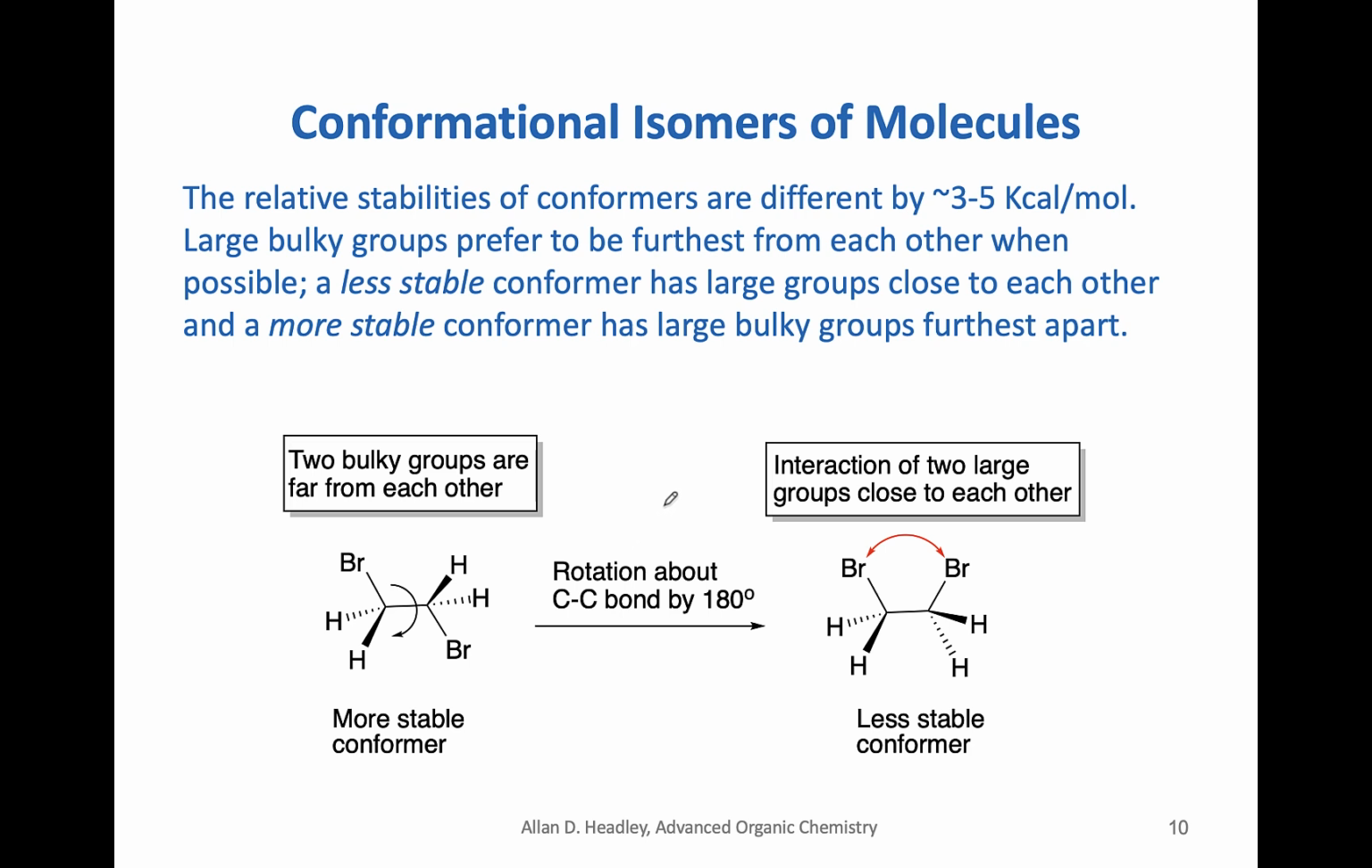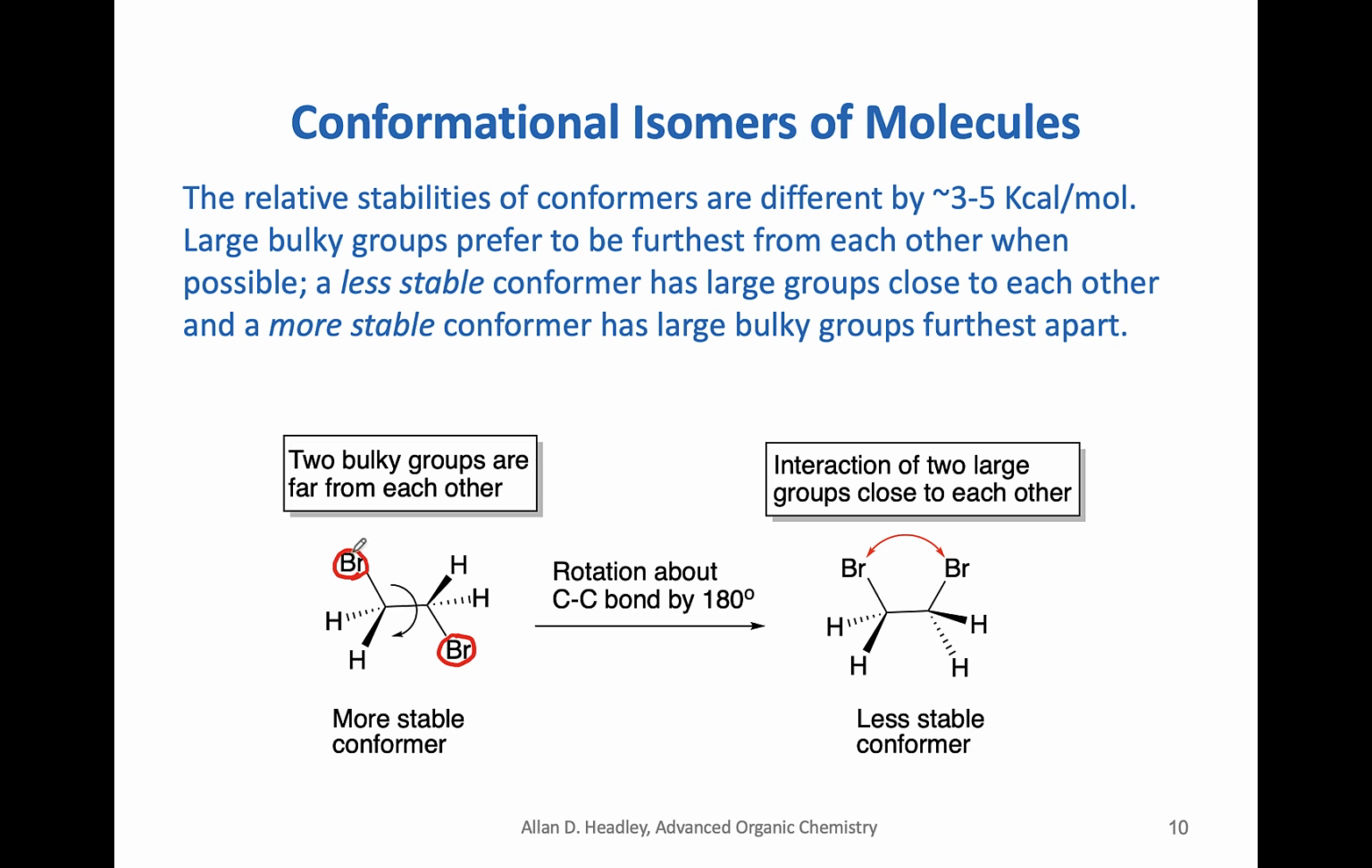All right, let's look now at the energies, the relative energies. Are there any differences in energies between these conformers? So let's look at this molecule here, 1,2-dibromoethane. So here's the bromine, which is pretty large, as you can see from your periodic table, and here's bromine that's pretty large. These two bromines are on two different carbons.